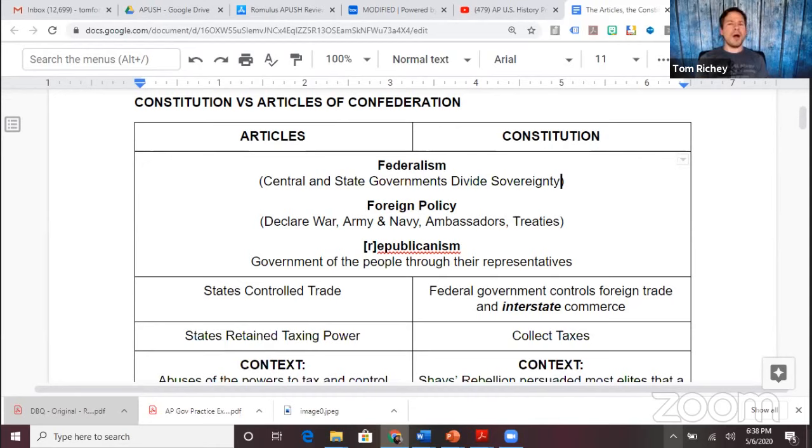Foreign policy, there's really not any difference between the Constitution and the Articles when it comes to foreign policy. Declare war, create an army and navy, ambassadors, treaties, all of those things are handled by the federal government in both the Articles and the Constitution.